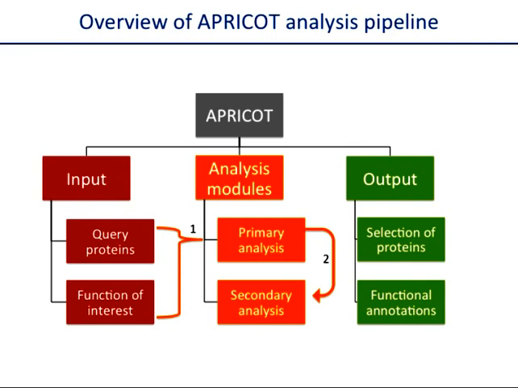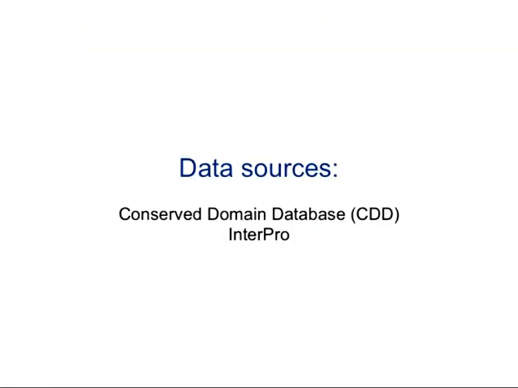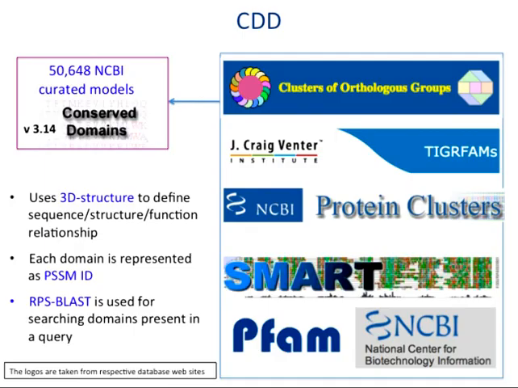I would like to explain the data sources that we use in APRICOT. APRICOT is majorly dependent on functional domains, and there are two data sources that we use. One is the Conserved Domain Database, or CDD, and the second is InterPro. CDD is a collection of about 10 domain databases. Together they form 50,000 entries, which are the models of domains present as position-specific scoring matrices.